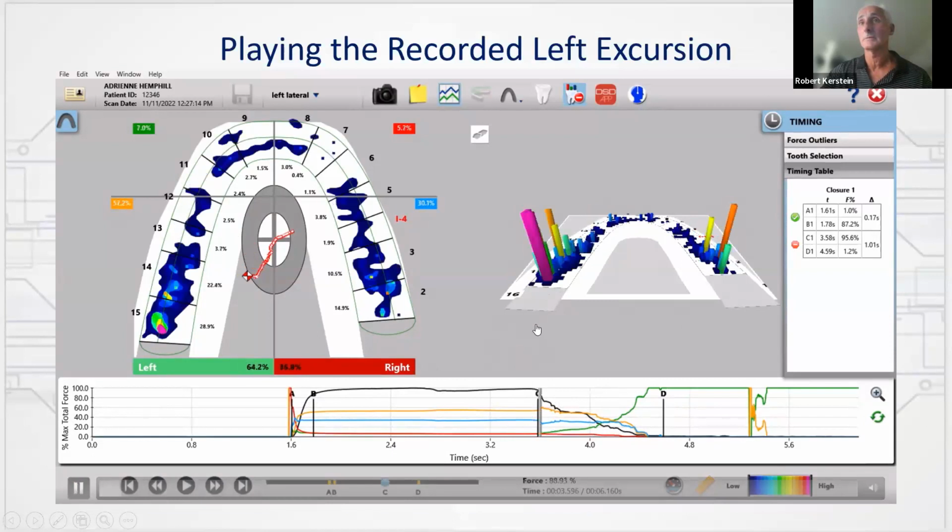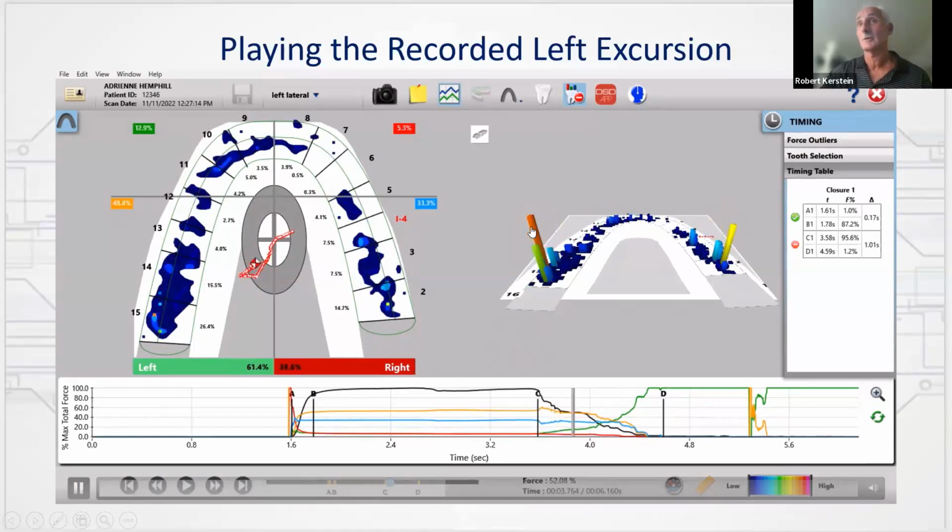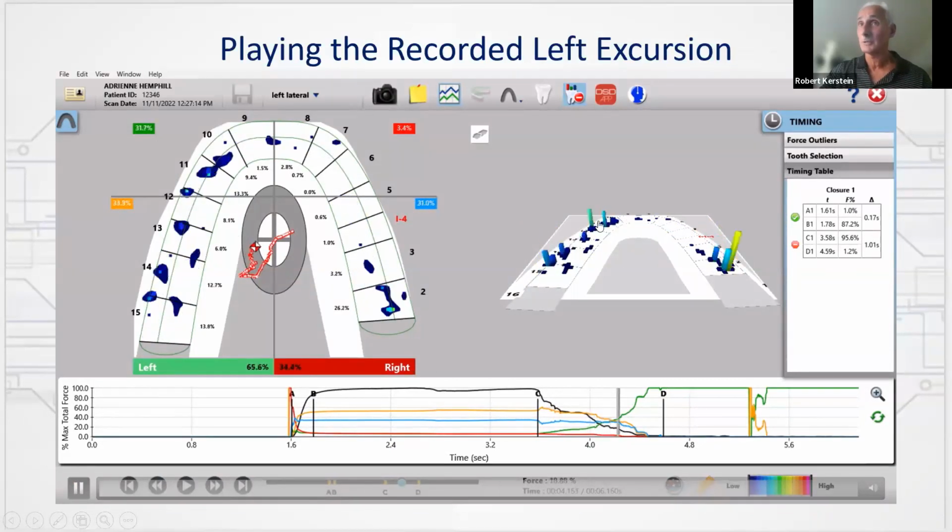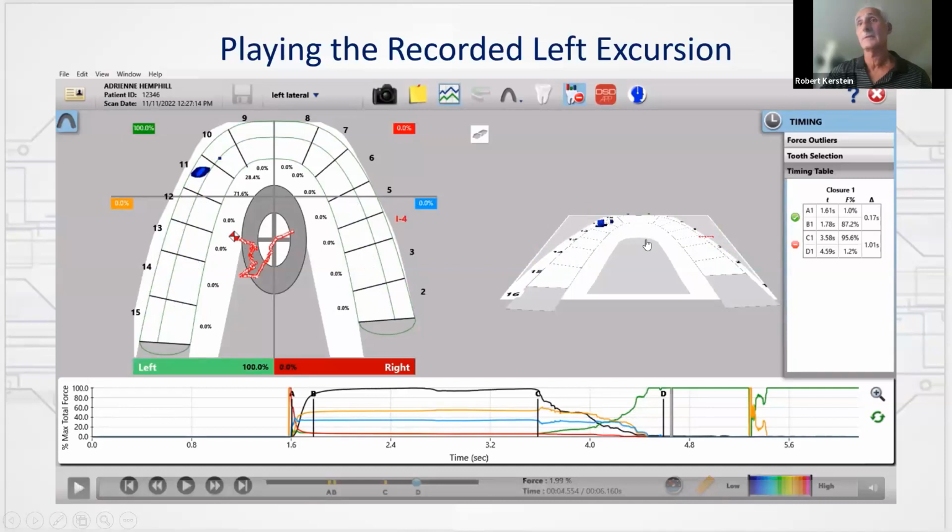All right, watch it again. Forces changing in the posterior left, some go down, some go up. Balancing contact, working side group function gets worse, canine working, failing, and then finally taking over. All right. All of those transitions took place in 1 second.